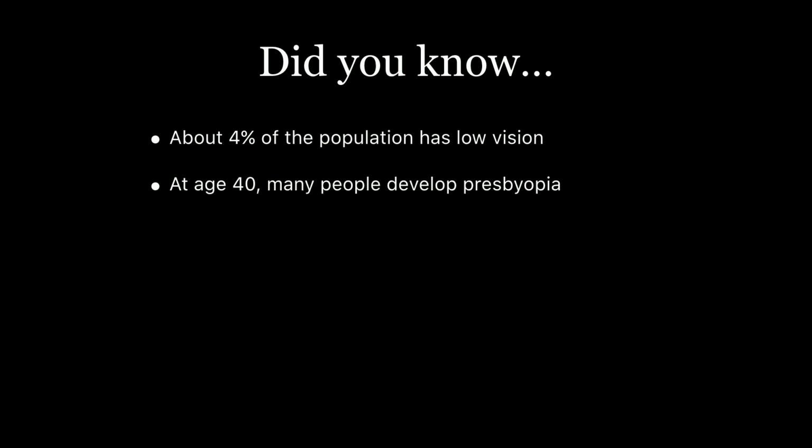Particularly on font adjustments. Did you know about 4% of the population has low vision? And at age 40, a lot of people develop a form of age-related farsightedness called presbyopia. And that's the thing where your arm eventually isn't long enough to hold the device away from your face so that you can read the text. And they actually don't hold it out here, they usually hold it down here because it's a little bit less conspicuous.